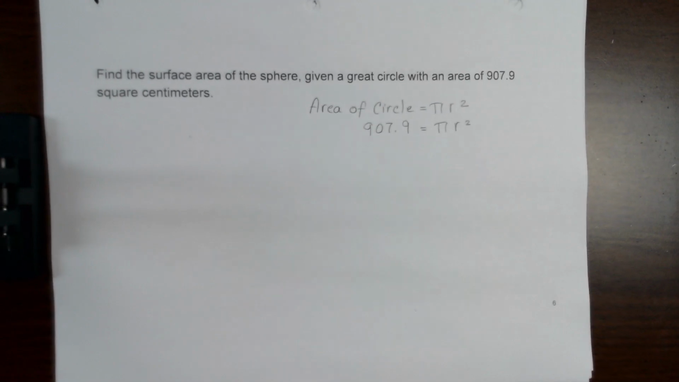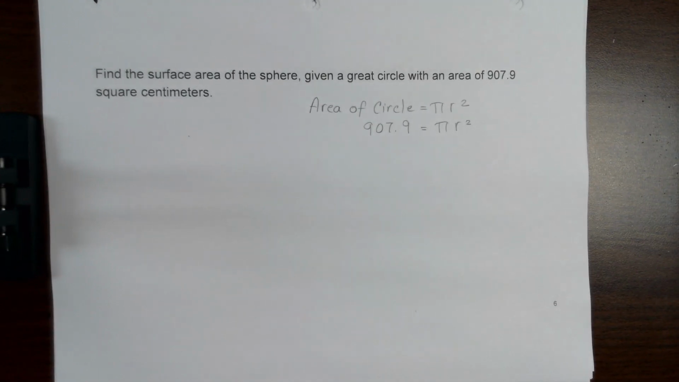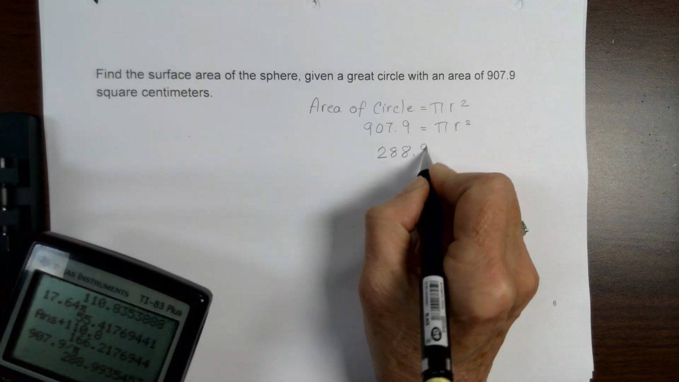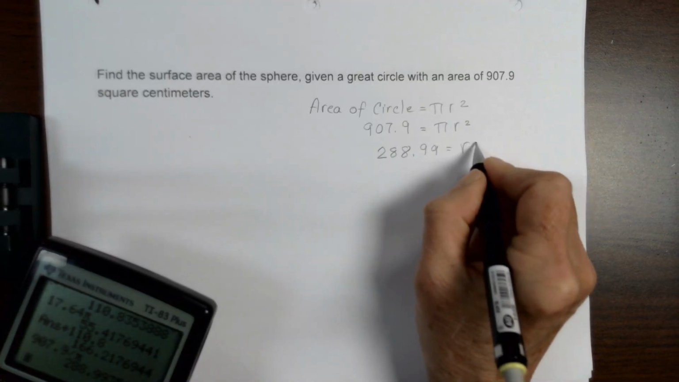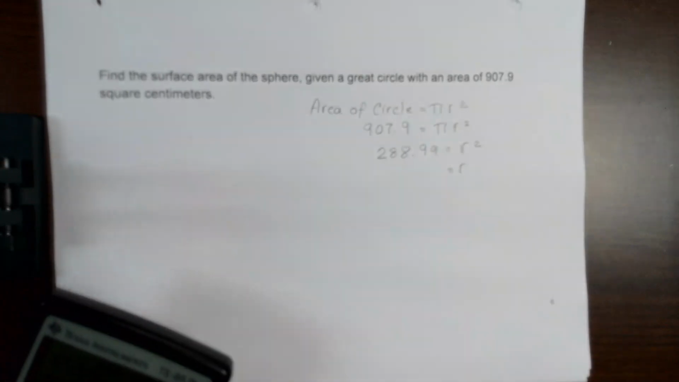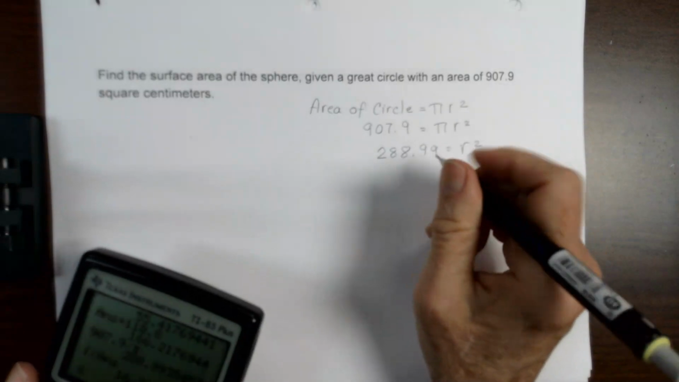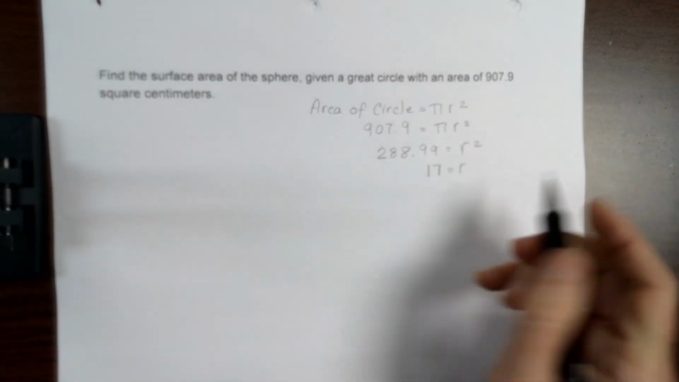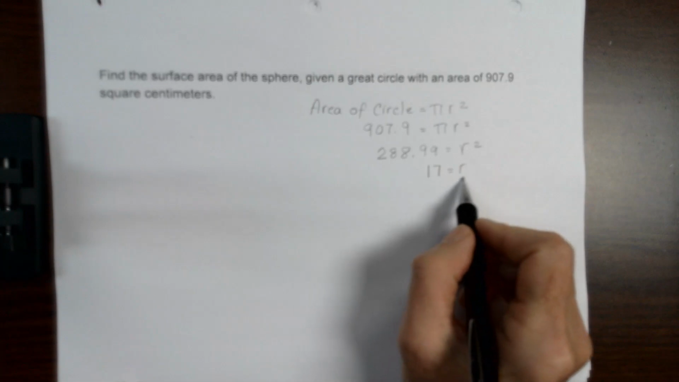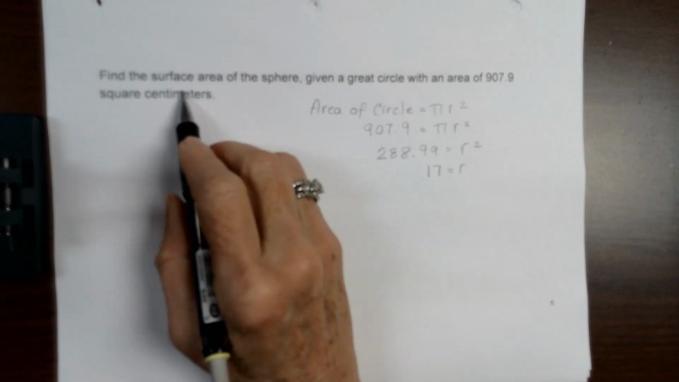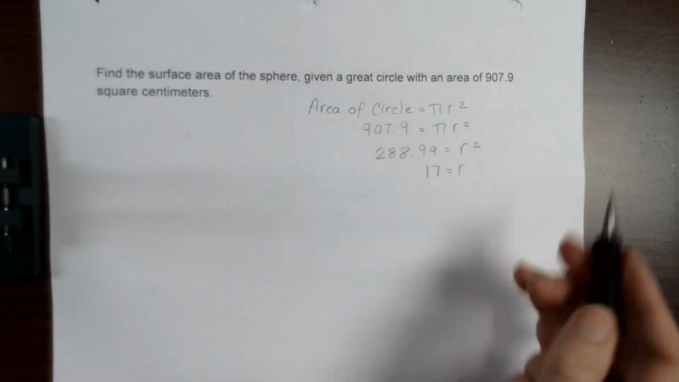So 907.9 divided by pi is going to give me 288.99 is equal to r squared, or when I take the square root of that, it's going to round to 17. Okay, so now I've got the radius, which would be the radius of not only the great circle, but it would be the radius of the sphere.